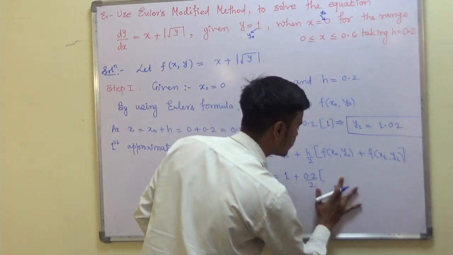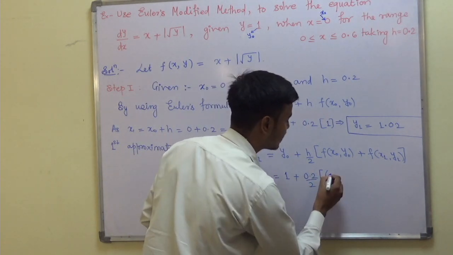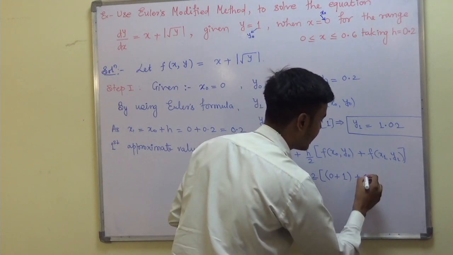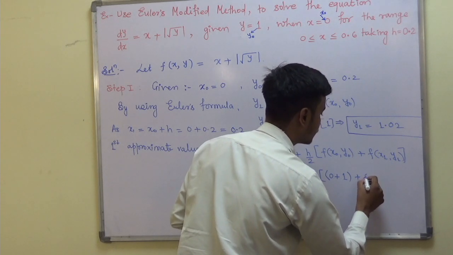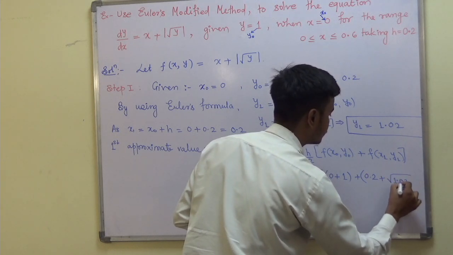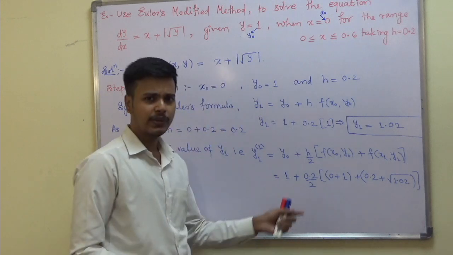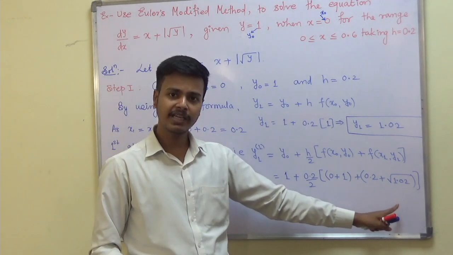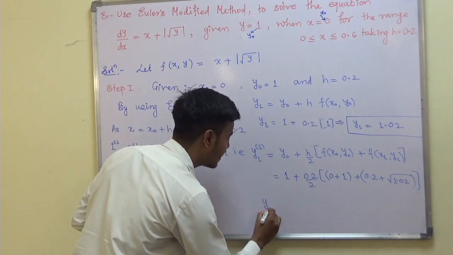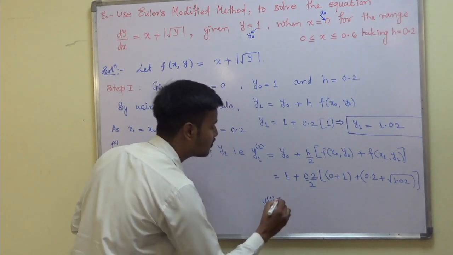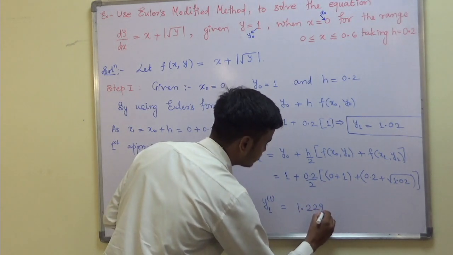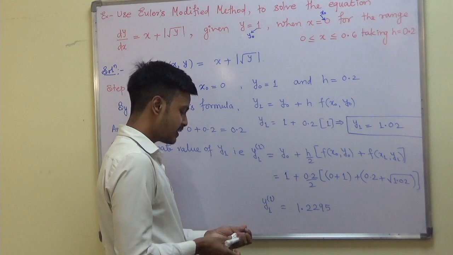So if you want to get the feeling that we are substituting the values, you can write 0 plus under root 1 plus here you can write x1 is 0.2 plus under root of 1.02. Because we are doing it for the first time, that's why I am writing, but you can directly substitute the values in the calculator and find it. So what value of y1 am I getting? The first approximated value of y1 comes out to be 1.2295. So this is nothing but the first approximated value.